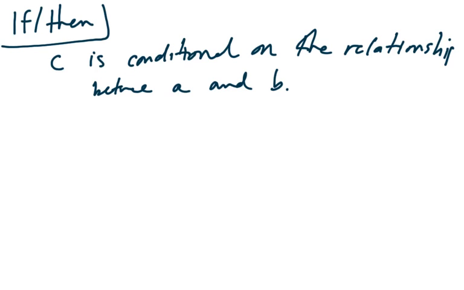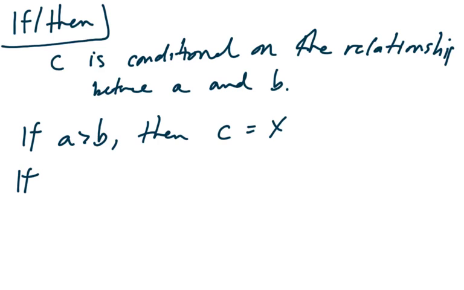And so if A is greater than B, then C will equal X. If A is less than B, then C will equal Y. So this type of situation. And X and Y can be anything.